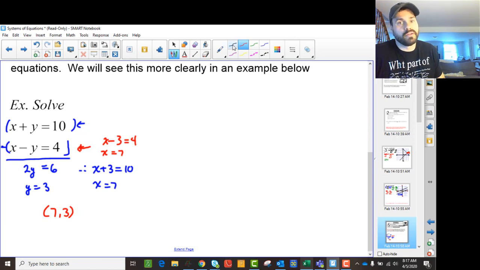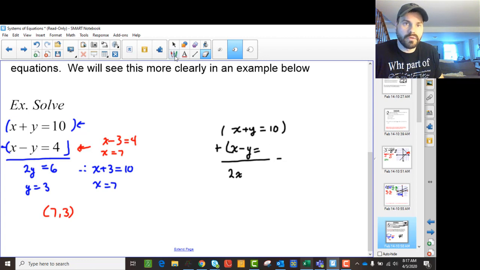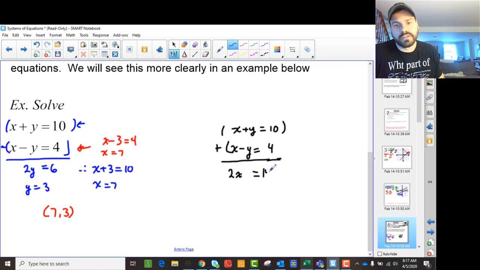Now what's interesting about this is you might say, well, you got rid of x, why did you do that? Well, I just chose to. Could I have gotten rid of y instead? The answer to that question is yes, I could have. If I was going to get rid of y, I would have added these equations. I would have gone plus instead. So x plus x, that's 2x. y plus minus y, that's 0. And I've written in 10, I should have written in 4 here. And then 10 plus 4 is 14. So I get 2x is 14, which means x is 7.